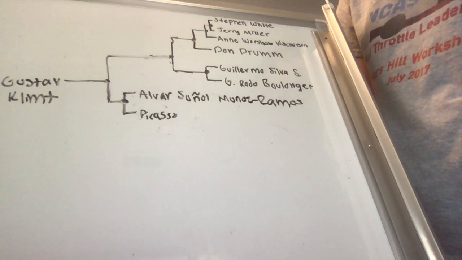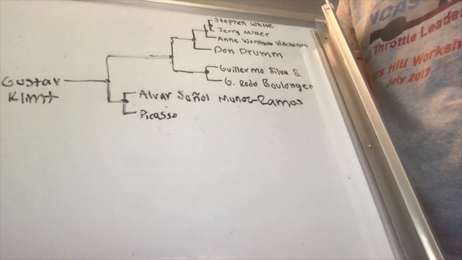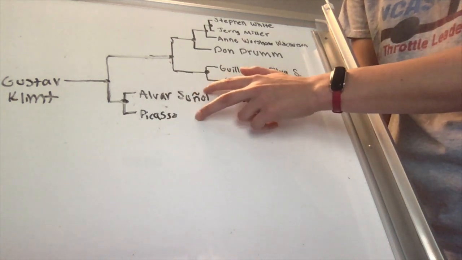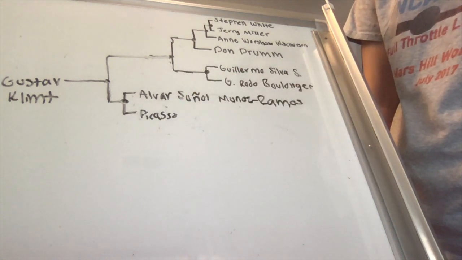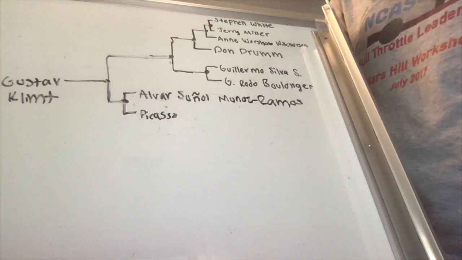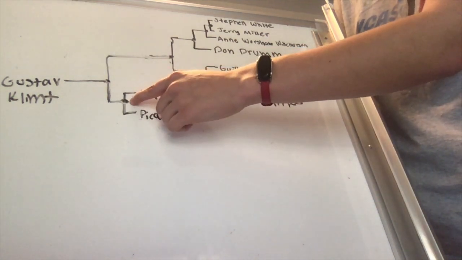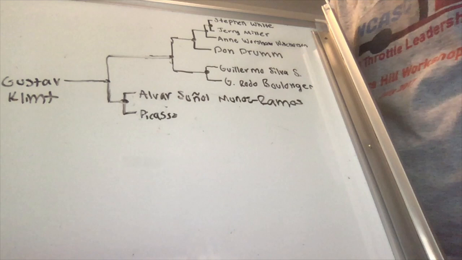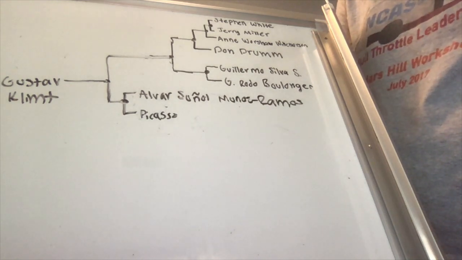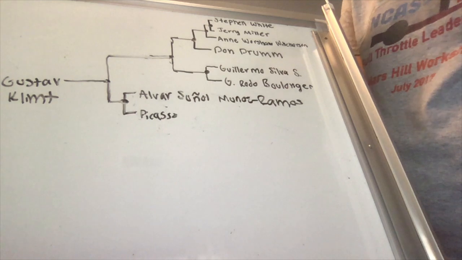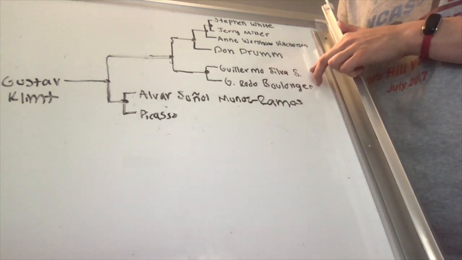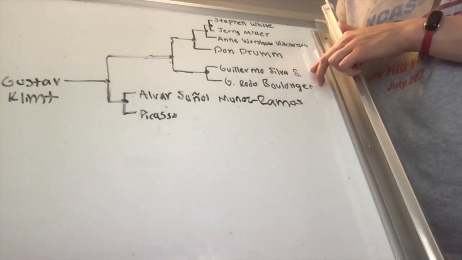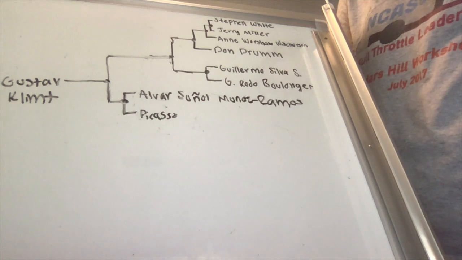Klimt was from Austria, so of our artists present, the next most related in terms of geography and culture were these two artists from Spain, Picasso and Alvar Sunal Munez Ramos. You can see they share an internal node representing their most recent common ancestor before cladogenesis occurred and the lineage was split into two. Next most closely related to these painters are the two South American painters, Guillermo Silva Santamaria from Colombia and G. Rodo Boulanger from Bolivia, due to the cultural influence of Spain over South America.